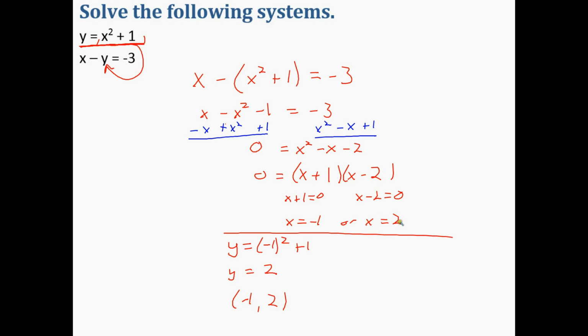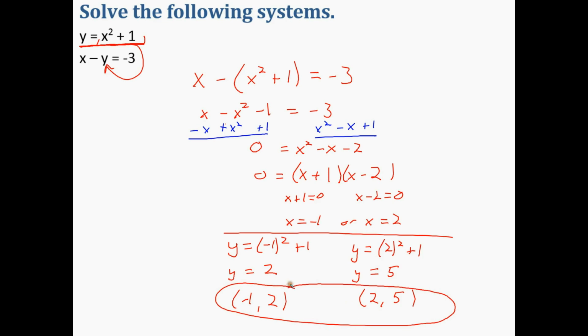But we also have this solution of x that we need to plug in, so let's plug that in. y equals 2 squared plus 1. Again, I'm putting it into this first equation. And 2 squared is 4 plus 1 is 5. And so we have the solution: we put 2 in for x, and we got 5 for y. And we have two solutions here. And these solutions will make both of these true. So if we put in negative 1, 2, they'll make them both true. If we put 2 and 5 in, they'll make them both true.